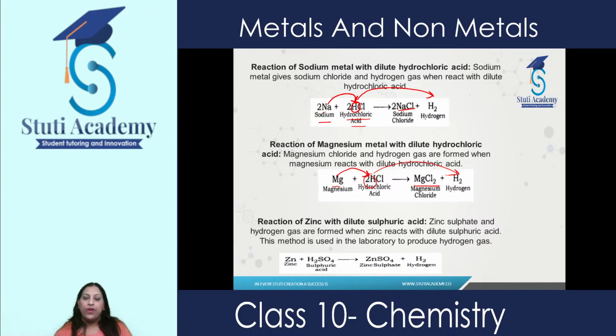The next reaction is the reaction of zinc with dilute sulfuric acid. So when zinc reacts with dilute sulfuric acid, then zinc takes the place of hydrogen and makes zinc sulfate, and hydrogen gas is liberated. So now you can see when metals react with acids, they result in the formation of salt and hydrogen gas is liberated. And this zinc reacts slowly with hydrochloric acid, but it rarely reacts with sulfuric acid.